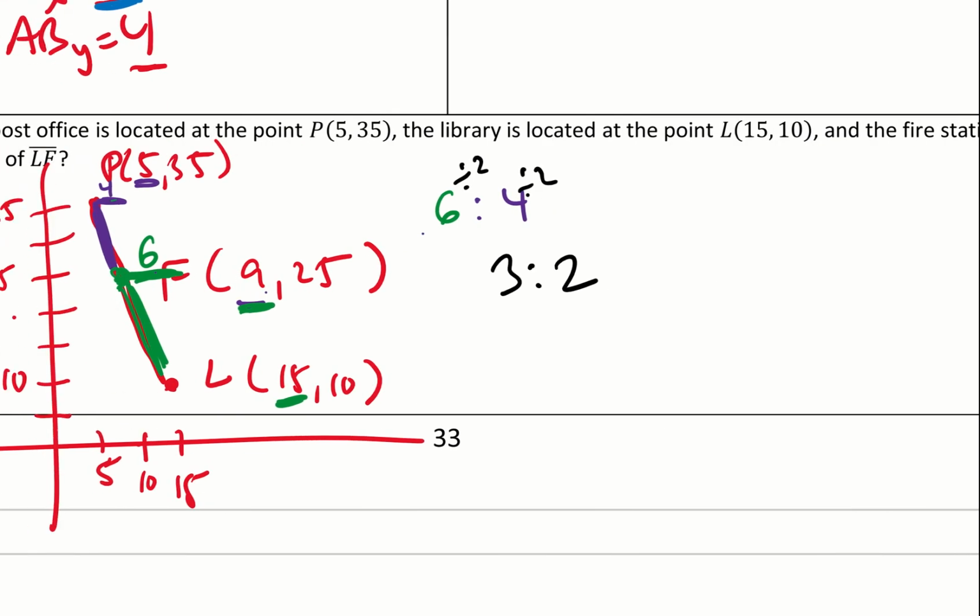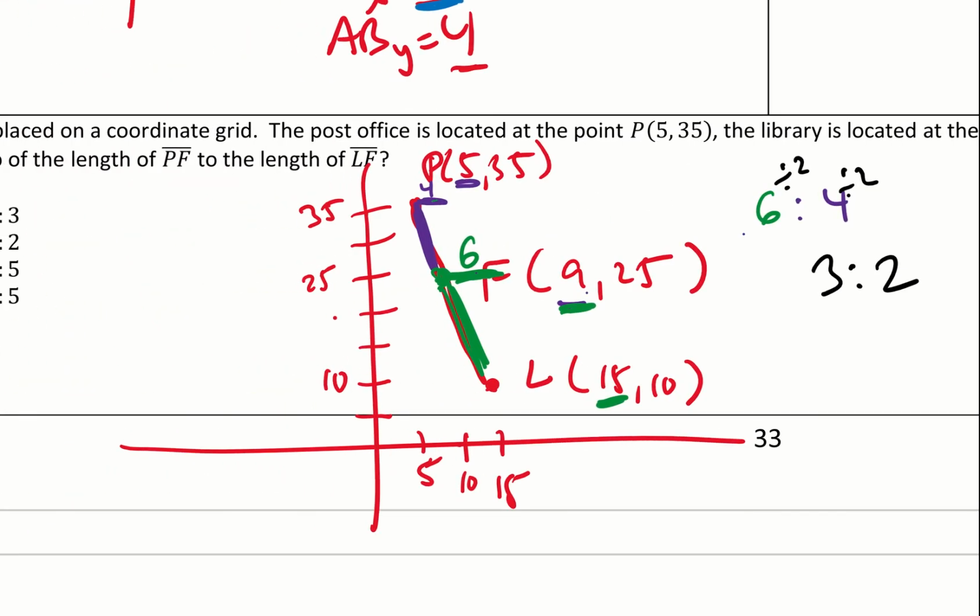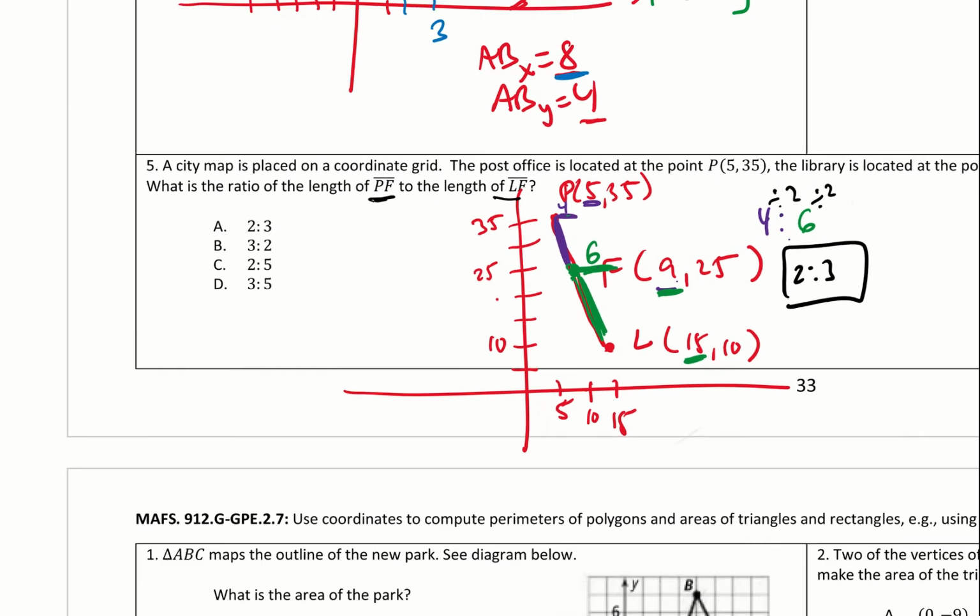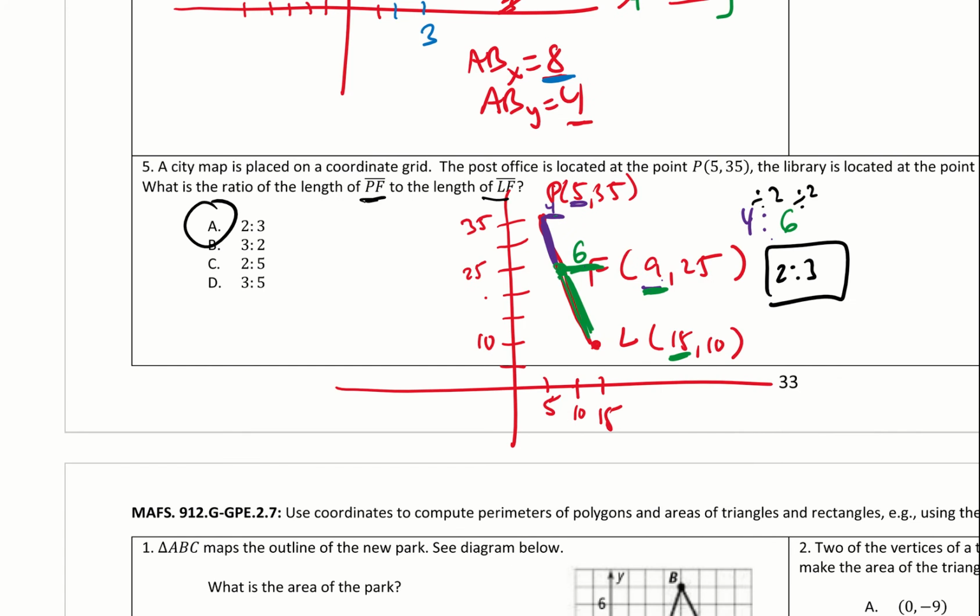And they said they want the ratio of PF to LF, so PF must go first. So actually, this 4 in purple must go first. And so it's going to be a 2 to 3 ratio here. And there's my answer, which is A.